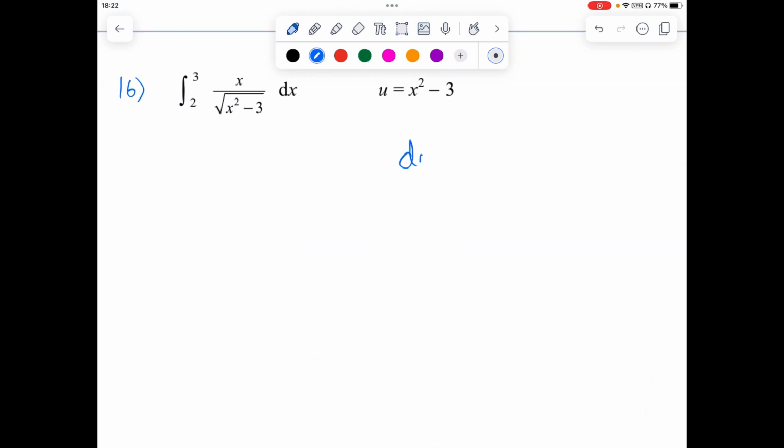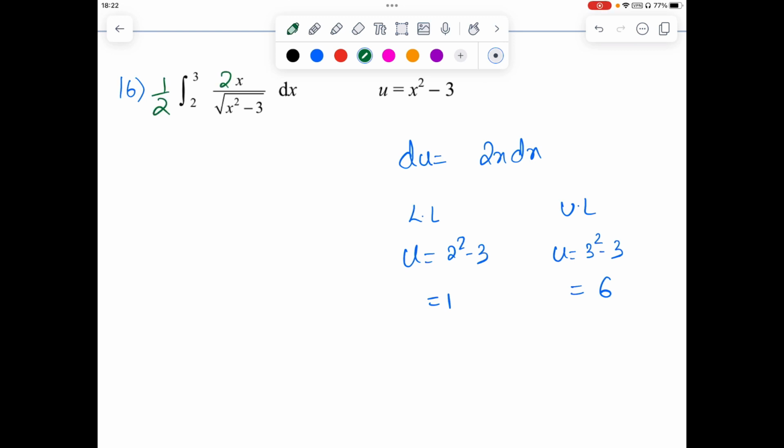Now du equals 2x dx. Lower limit, u equals 2 square minus 3, which equals 1. Upper limit, u equals 3 square minus 3, which is 6. So I want to have 2x dx, so multiply and divide by 2. So 1 upon 2, lower limit is 1, upper limit is 6.